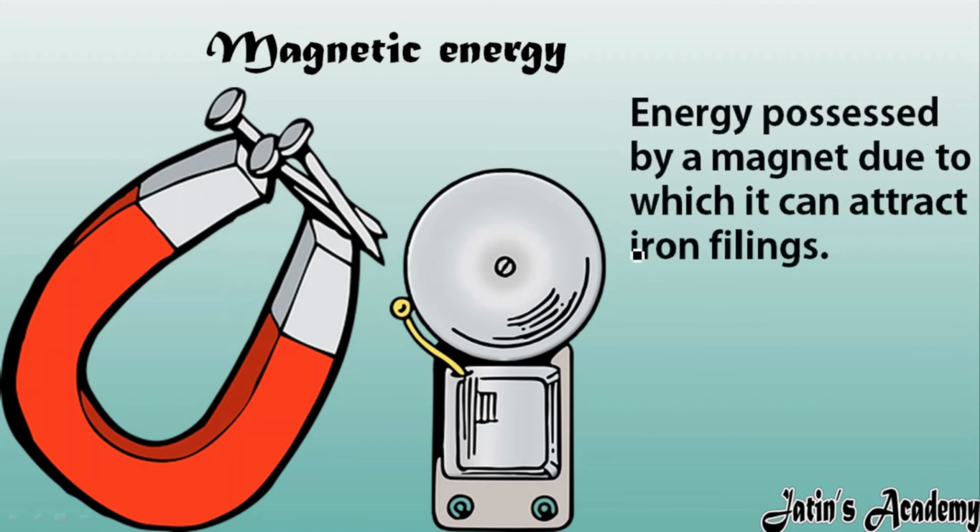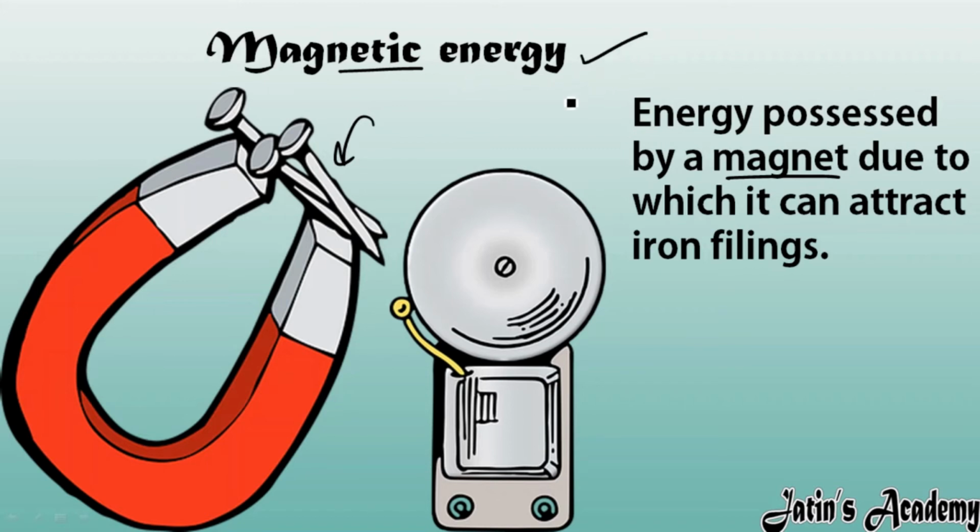So what do you mean by magnetic energy? Energy possessed by a magnet. As the name suggests, magnetic means whatsoever energy magnets are going to show in order to attract the magnetic materials toward itself. Means how much energy this magnet is showing in order to attract the iron nails or magnetic material toward itself. That energy is known as magnetic energy.